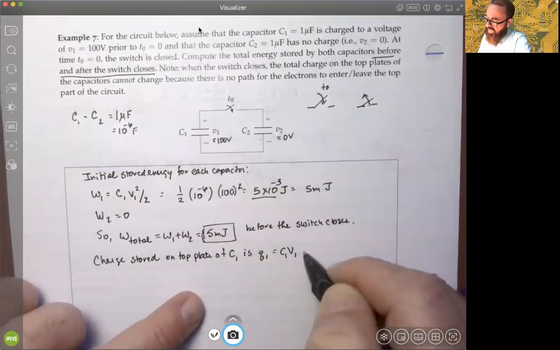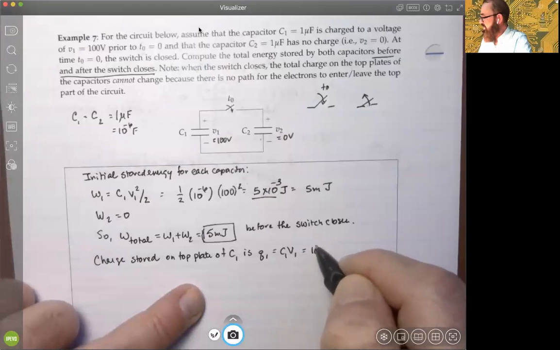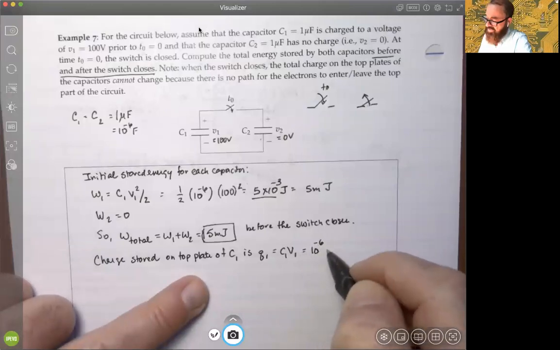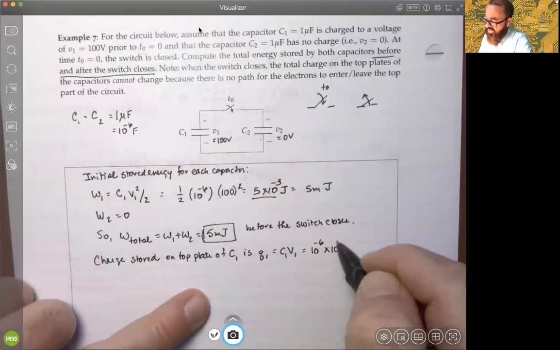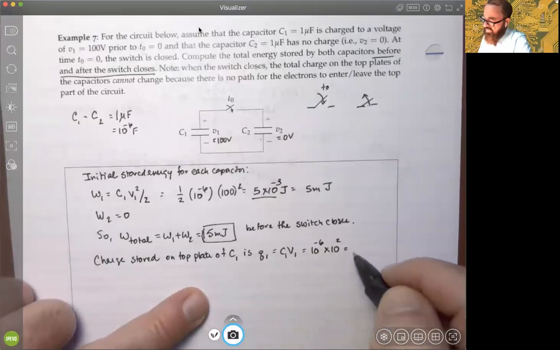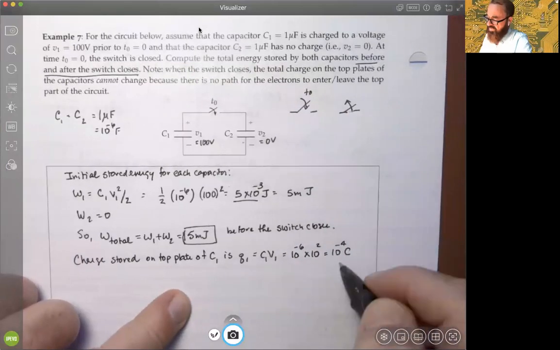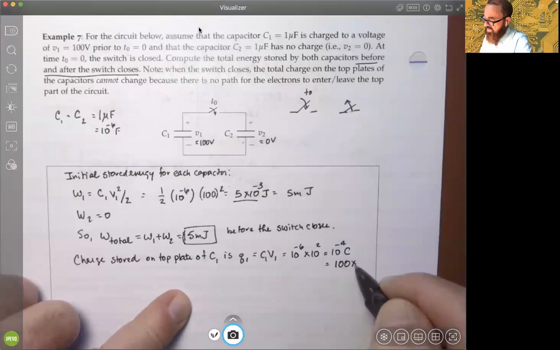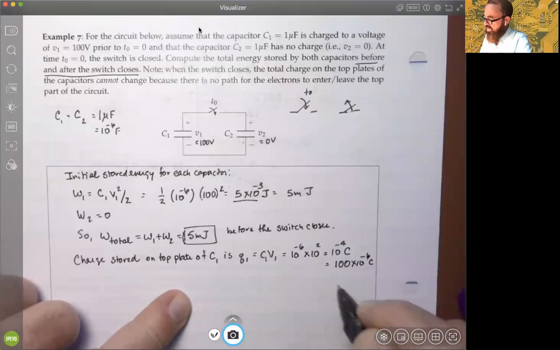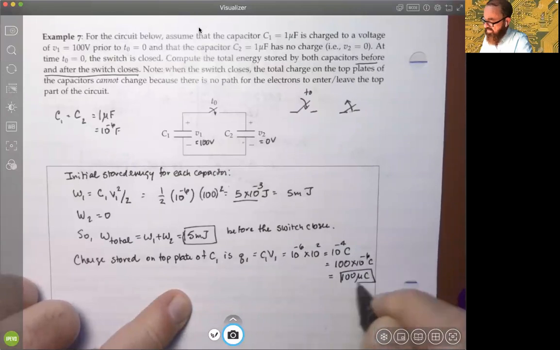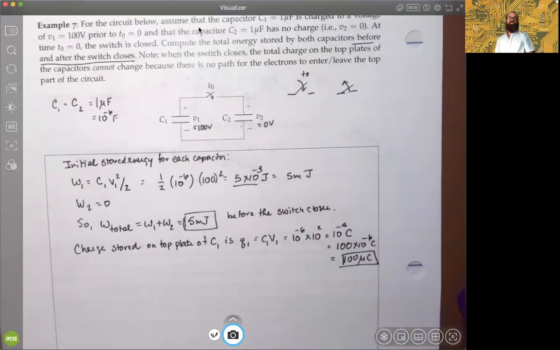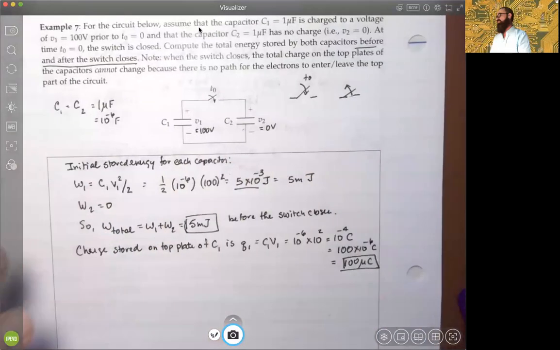That's how we started looking at capacitance. So if we multiply that out, 10 to the minus 6 times the voltage, which is 10 squared or 100, we have 10 to the minus 4 coulombs. I'm going to convert that, which is the same as 100 times 10 to the minus 6 coulombs, or 100 microcoulombs. That's the charge stored on the positive plate, the top plate of C1.